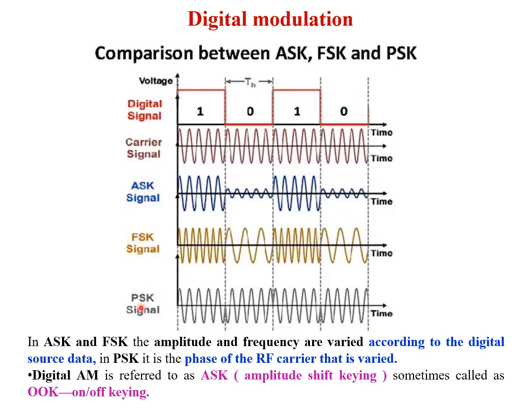Then PSK, that is phase shift keying. Here whenever there is a change in the input data, you can see the phase shift. As the data changes from 1 to 0, there is a change in the phase, and the signal gets inverted. Again from 0 to 1 there is a change in the phase and the signal gets inverted. This is how the data is generated in PSK.